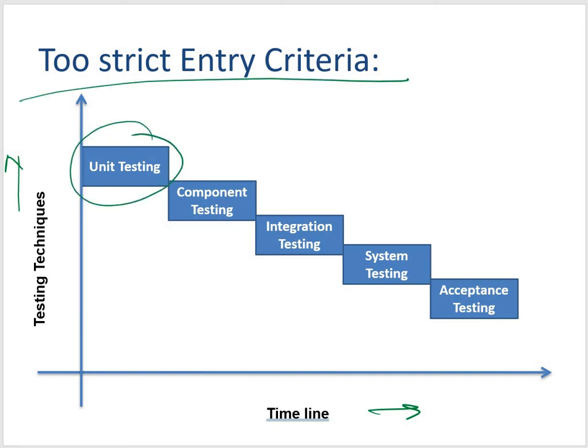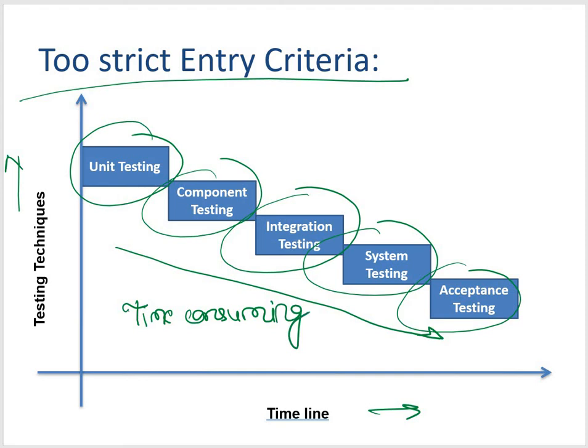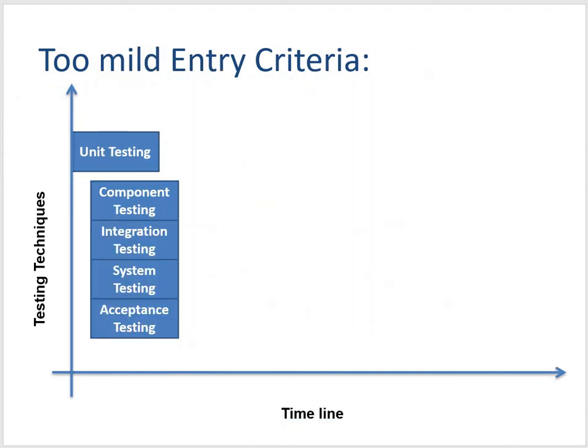So let's talk about your multi-phase testing model. This can be one of the possible things. On this side I have the timeline, on this side I have the testing technique. What we have done here is two strict entry criteria. Once the unit testing is over, then only I'll go ahead with component testing. Once component testing is over, I'll go ahead with integration. Once integration testing gets over, I'll go for system testing, and the last one is user acceptance testing. So this is a time consuming process. And along with it, this becomes your strict entry criteria.